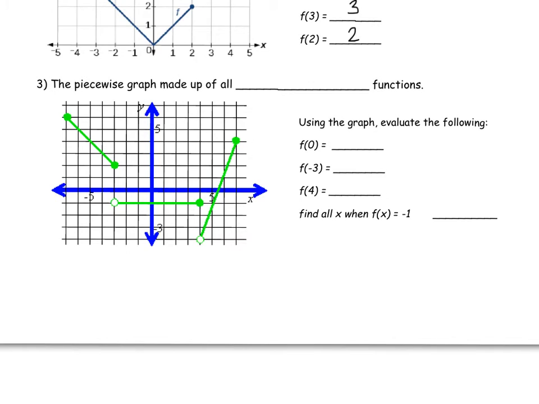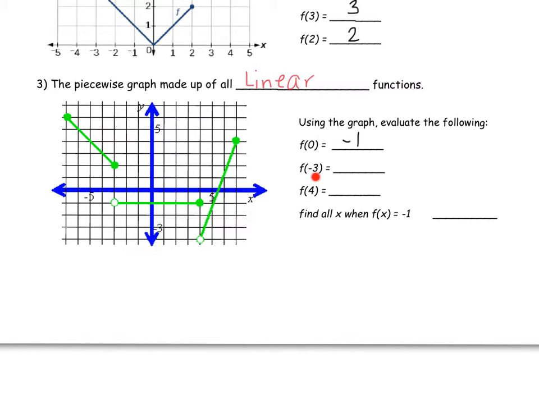Okay. So for this example, this piecewise graph is actually made up of all lines. We've got a line here, a line here, and a line here. So that's what you wanted to put on this blank. The piecewise graph is made up of all linear functions. So let's take a look. Evaluate f of 0. So again, what's the y value when x is 0? So when x is 0, the y value here is negative 1.